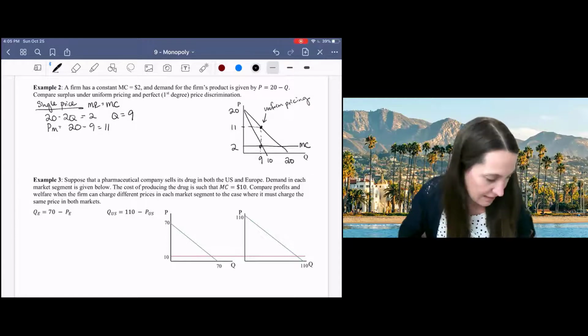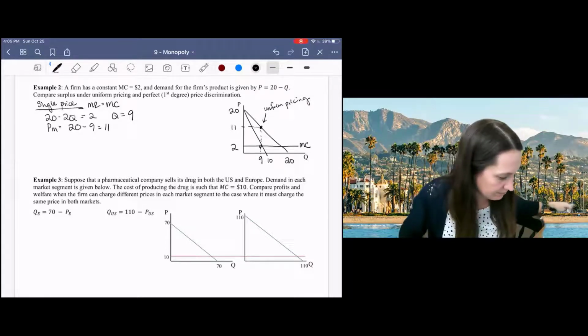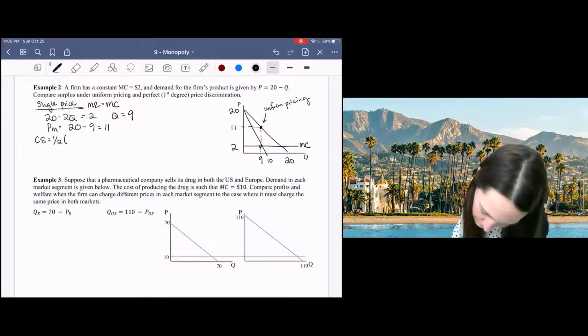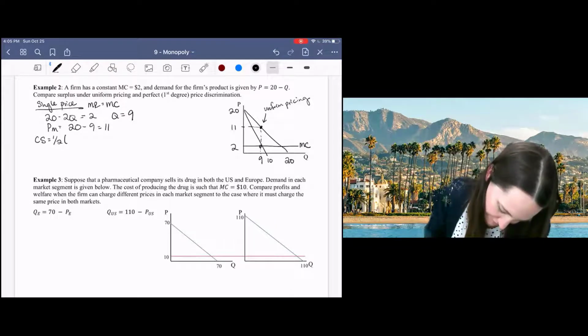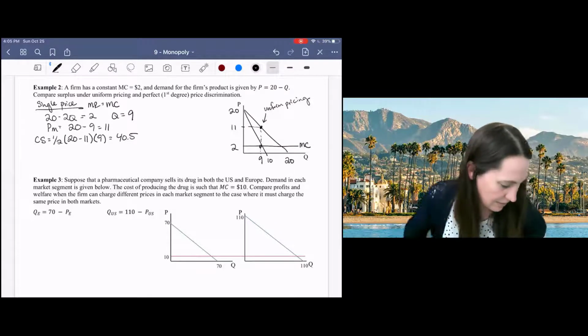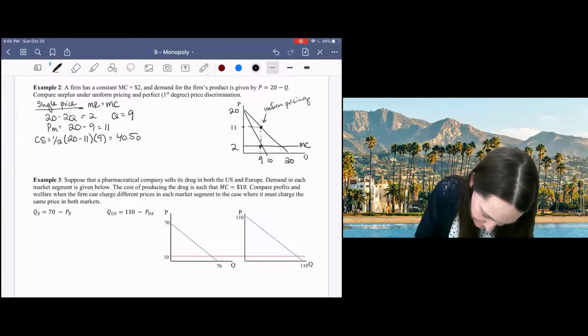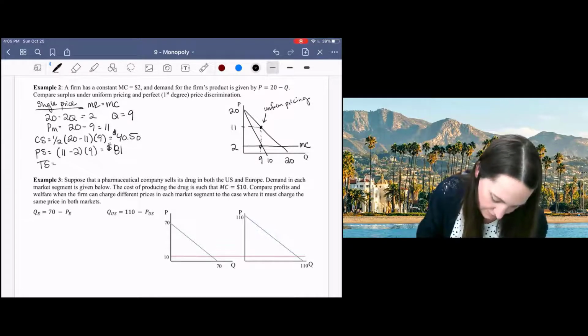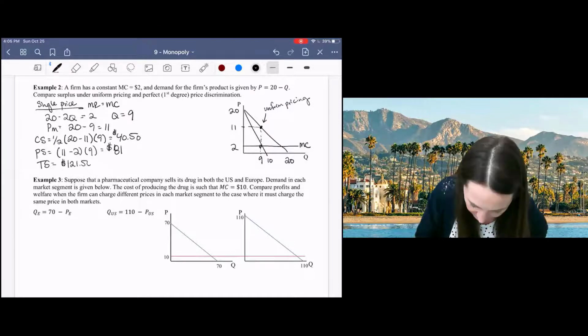So then I can calculate for this firm consumer surplus and producer surplus with uniform pricing. So here, consumer surplus would be $40.50. Producer surplus would be $81. And total surplus would be the sum of those areas, giving us $121.50.